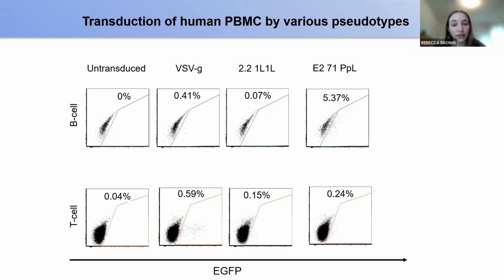We found that untransduced cells had no GFP expression. Cells that were transduced with the VSVG pseudotype had high GFP expression for both B cells and T cells, and PBMCs that were transduced with 2.21L1L had low transduction of B cells and T cells, and cells transduced with E271 PPL had high GFP only for B cells and not for T cells.